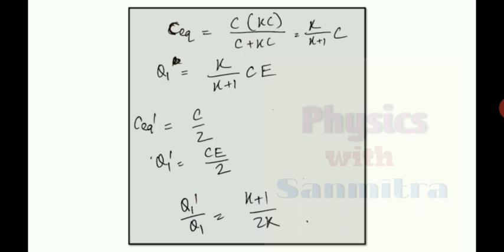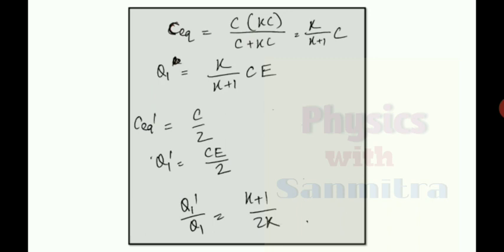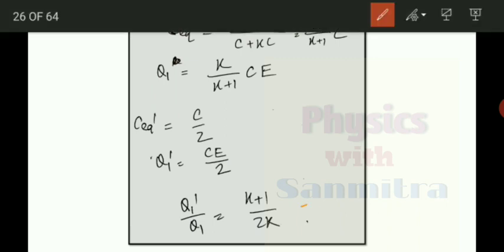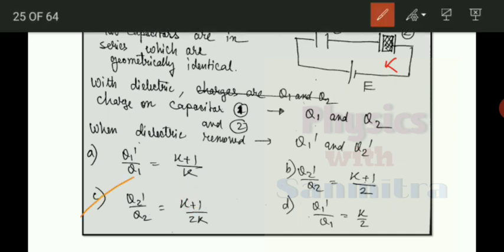Now Q1 dash by Q1, let me find. There are options for Q1 dash by Q1 and Q2 dash by Q2. Although Q1 dash and Q2 dash are the same, Q1 will be equal to Q2, Q1 dash will be equal to Q2 dash. So Q1 dash by Q1, the ratio will come K plus 1 by 2K. The same thing will be Q2 dash by Q2. So my answer is Q2 dash by Q2 is K plus 1 by 2K. So option C is the correct answer.